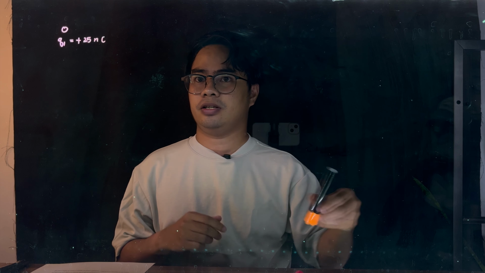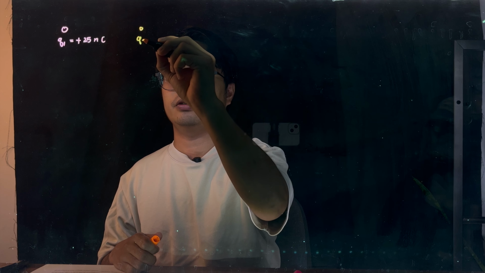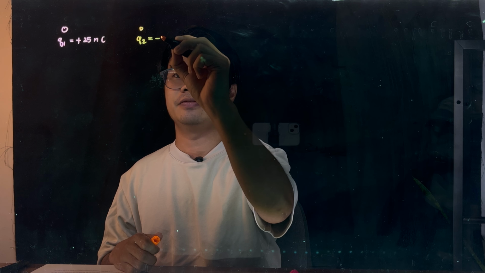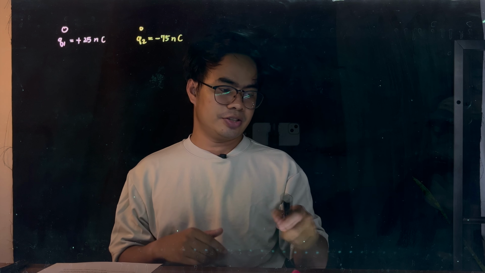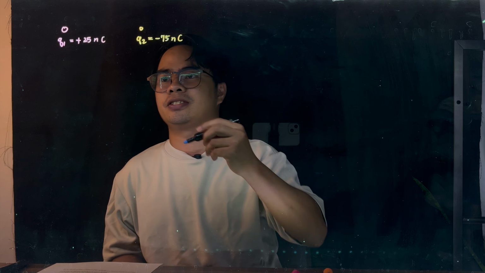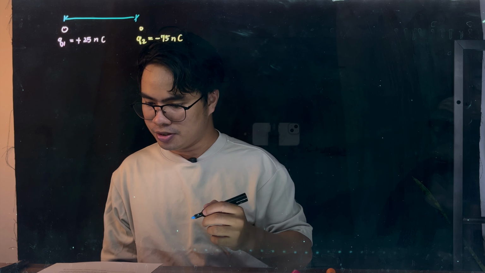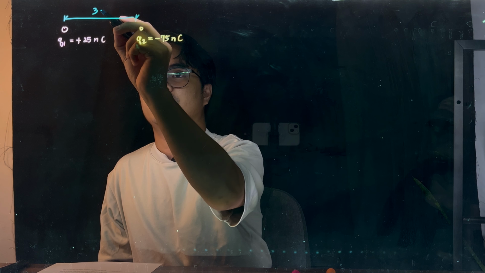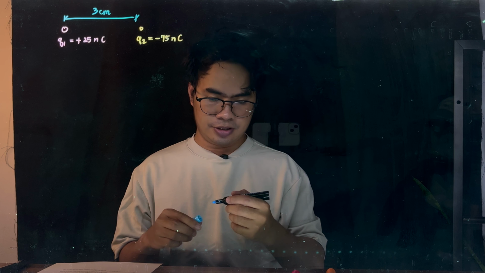Right. And another charge in space, we call it Q2, is located here. That's negative 75 nanocoulombs. And the two charges are separated by a distance, based from the problem, of 3 centimeters. Okay. Now we're tasked to find these quantities.